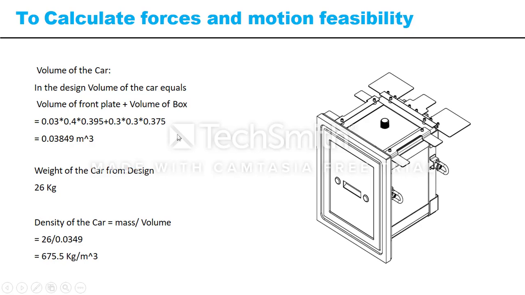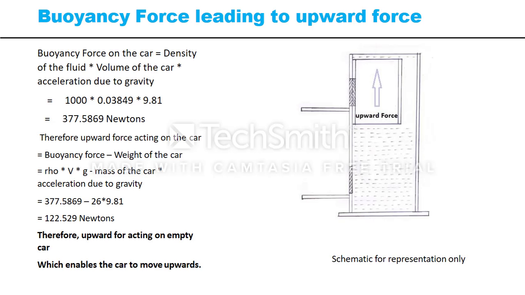So we have calculated the forces. The car we have designed is 30 centimeters in length and 30 centimeters in width, around 37 centimeters in height. The weight of the car is 226 kg, and when we calculate the upward force, it is 122.56 newtons. So the empty car moves upwards without any power, with 122 newtons.